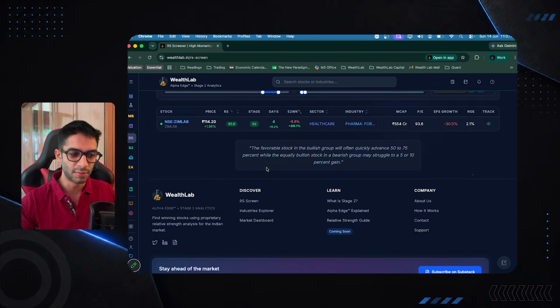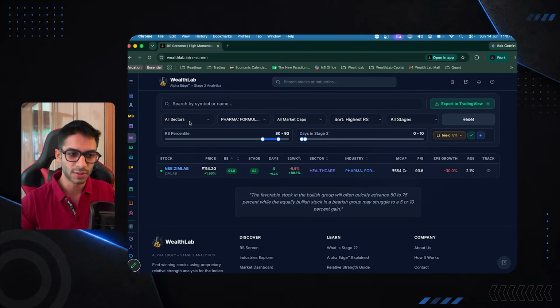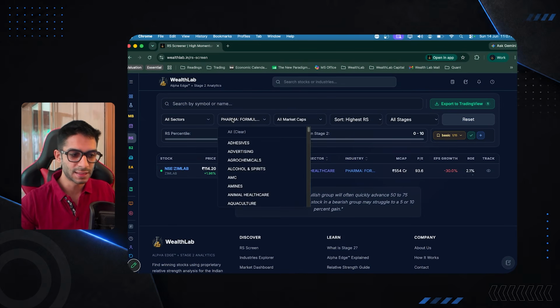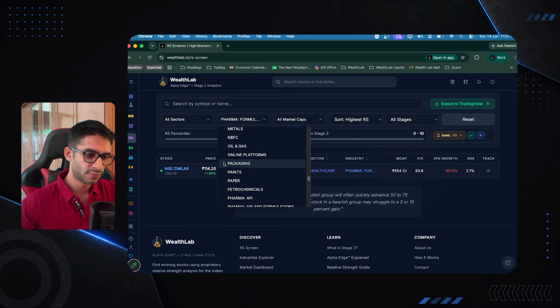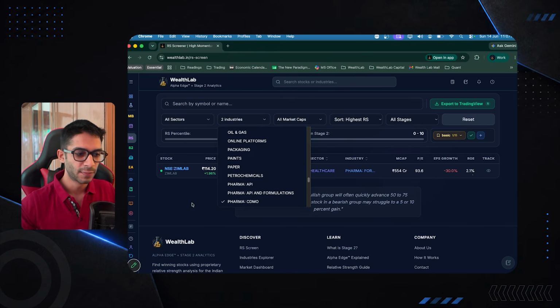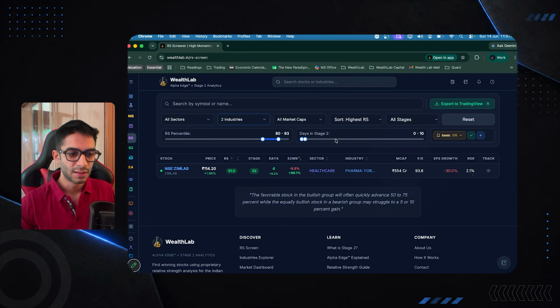So I will click on pharma formulation. It will take me down to the stocks, and I'll also add pharma CDMO to it. It has given me only one stock, that is WealthLab. From the whole, I have set the filters to 80 to 93.